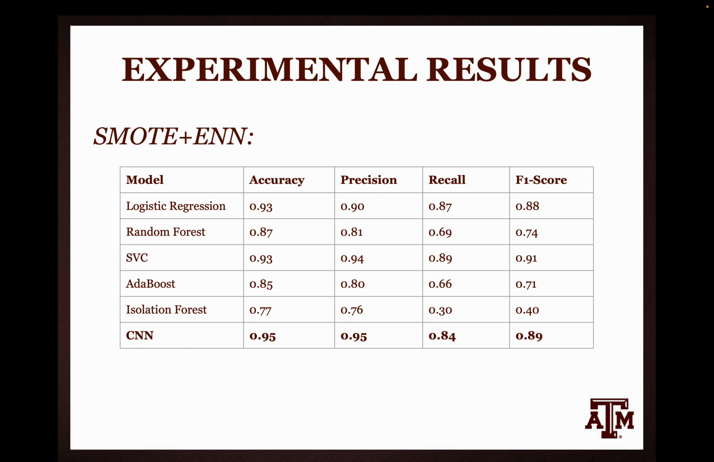The last technique employed by us is SMOTE plus ENN. This is also a hybridization technique. In ENN, the nearest neighbors of each instance of the majority class are estimated. If these nearest neighbors misclassify that particular instance of the majority class, then it gets deleted. Therefore, this method is useful for eliminating noisy synthetic samples. Using this technique, we get a highest accuracy of 95% using CNN, followed by an accuracy of 93% which we got in logistic regression and SVC.